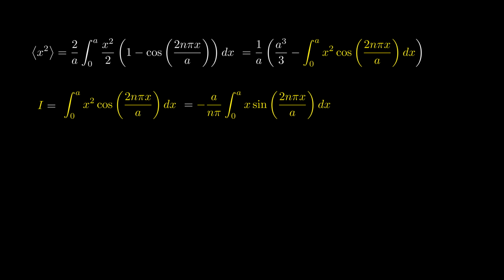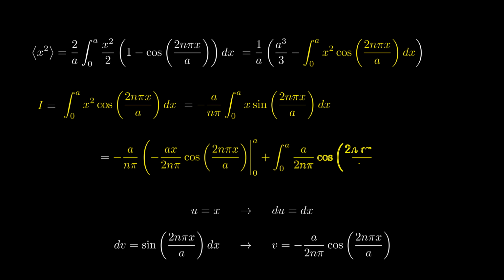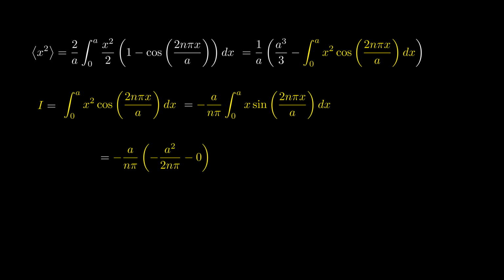Once again, we apply integration by parts, this time letting u equal x and dv equal sine of 2nπx over a dx. Next, we apply the formula. The remaining integral is the integral of cosine. Combining the results, the boundary term contributes negative a squared over 2nπ, and the remaining integral contributes 0. Therefore, the final result of the integral is as follows.